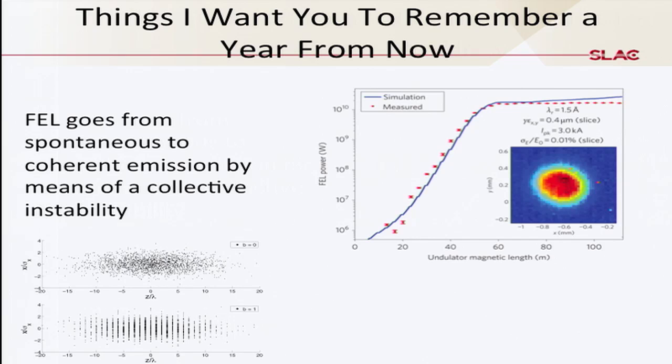The whole concept of the FEL is that it goes from spontaneous to coherent thanks to a collective instability, right? So you don't have to do any work. All you have to do is make an electron beam that's bright enough, and the system is going to go unstable and give you N squared power.